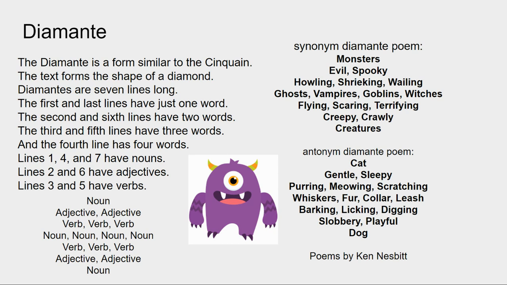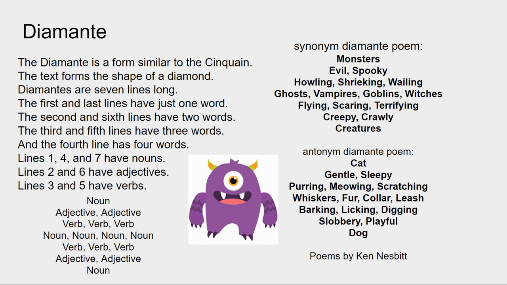The first one is called a synonym poem, and that's where your first line and your last line are related to each other. So your whole poem is about one type of topic. So we have here monsters, evil, spooky, howling, shrieking, wailing, ghosts, vampires, goblins, witches, flying, scaring, terrifying, creepy, crawly creatures. So everything is related to monsters or creatures. Monsters and creatures are synonyms.